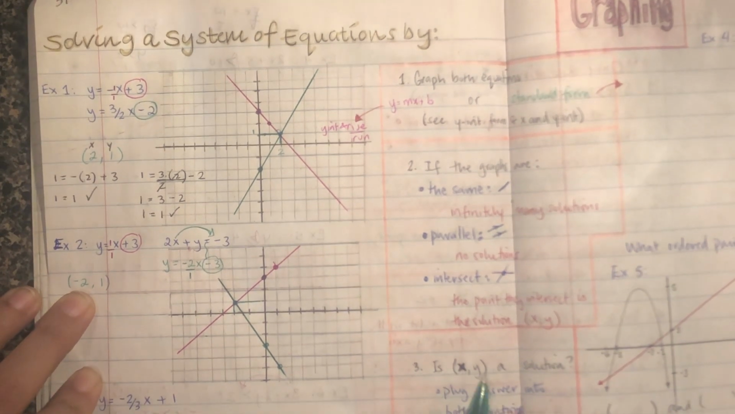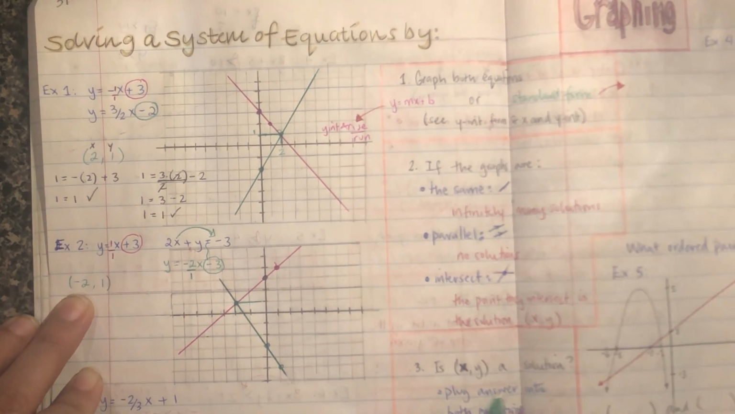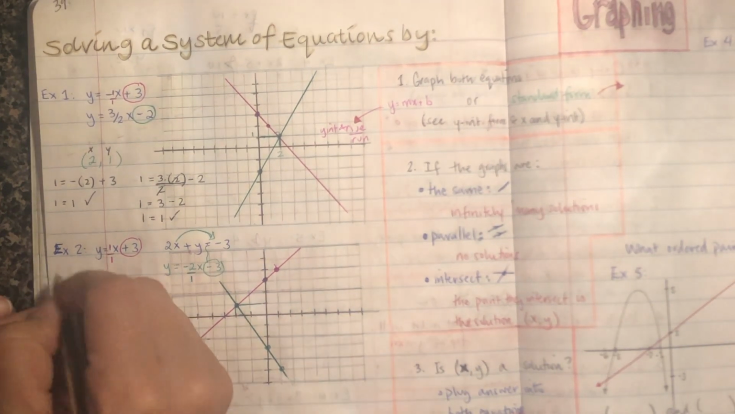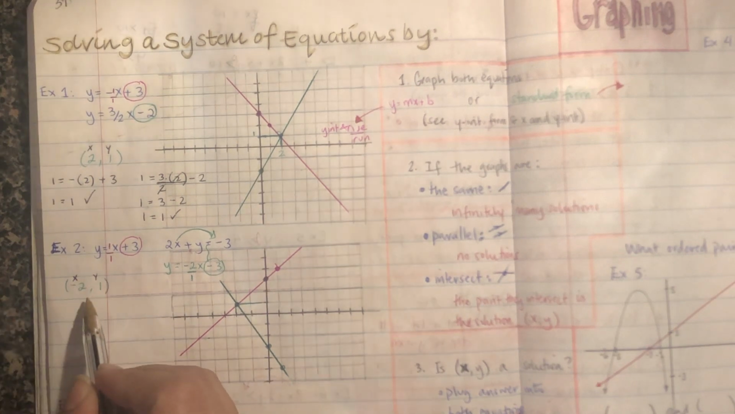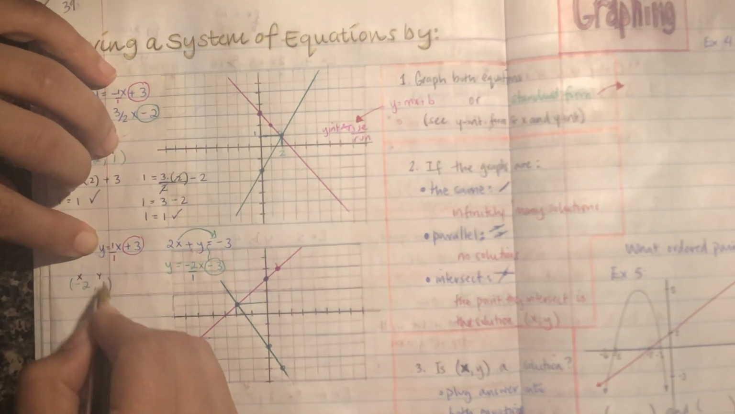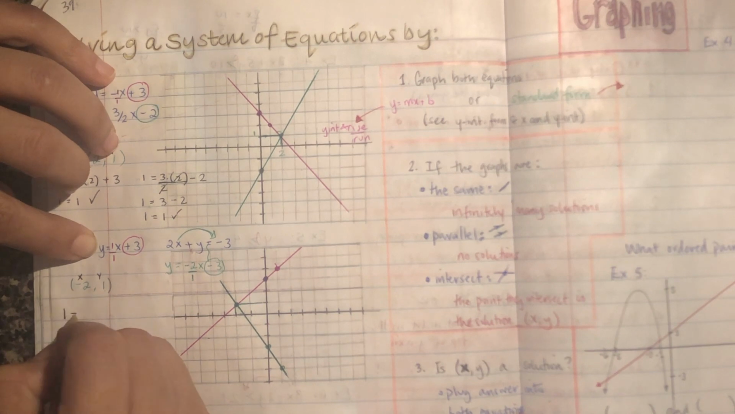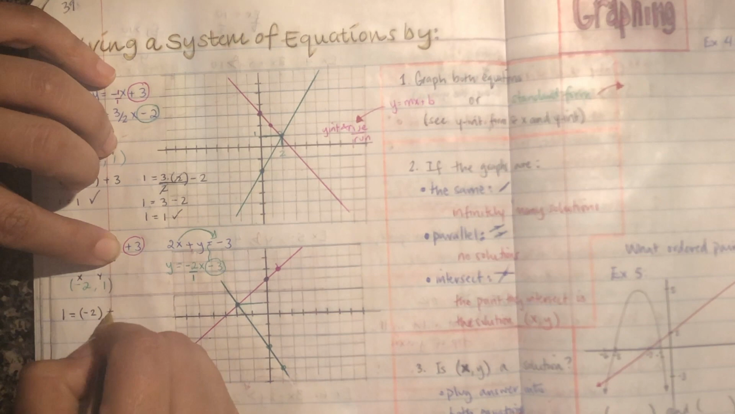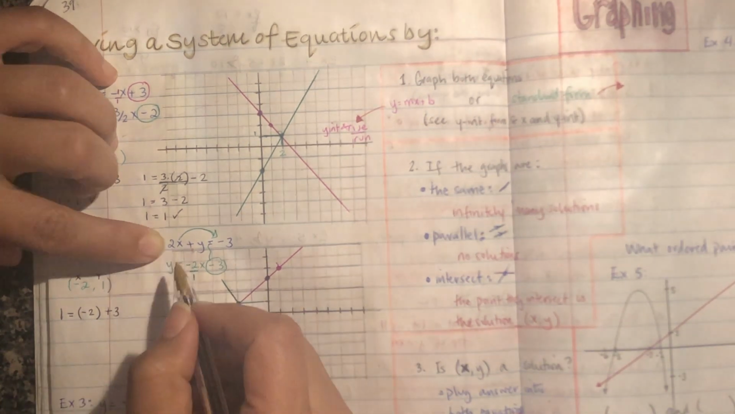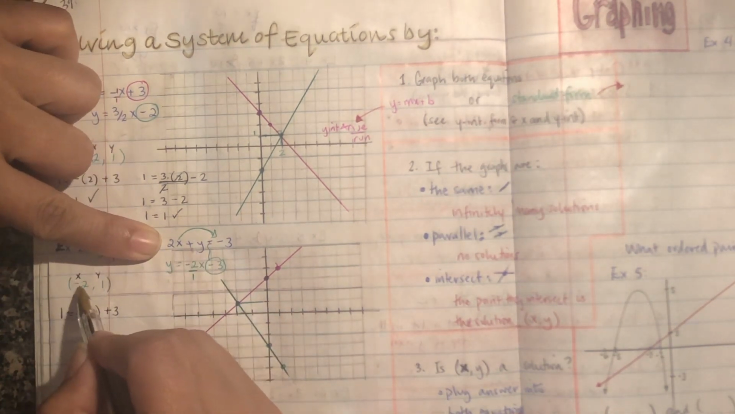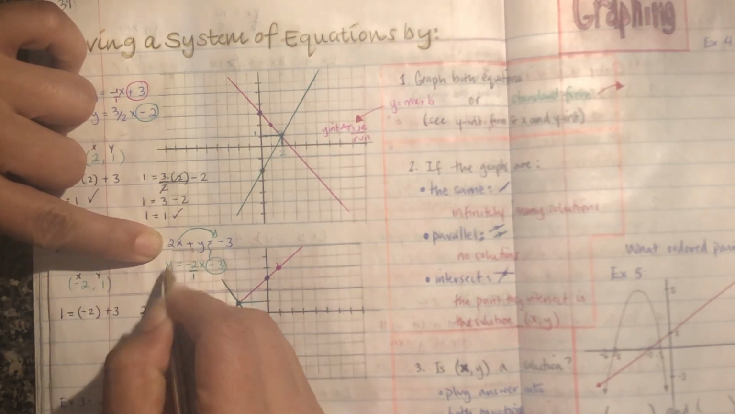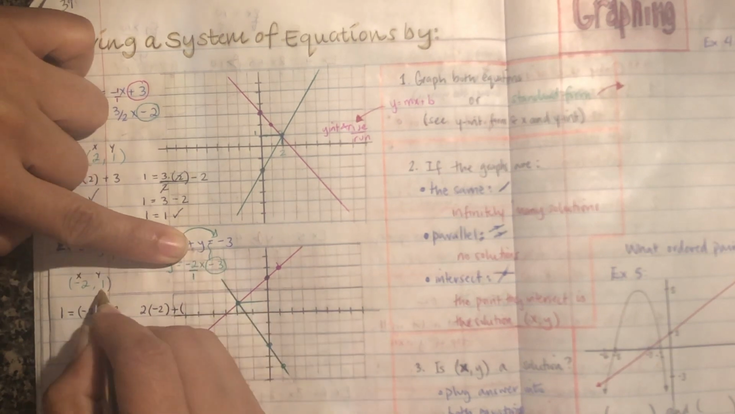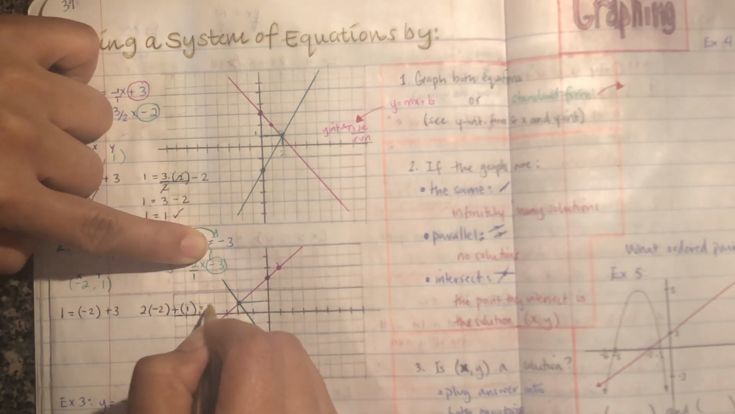Then I'm going to check if it is a solution. Okay, so to check if it's a solution, plug your answer into both equations. All right, so this is my x, this is my y. So you're just going to plug it into the equation. So it goes y, which is what? 1 equals x, -2, plus 3. Okay, I'm going to do the same thing here. X is -2, so it goes 2 times x, -2, plus, what's y? Y is 1 equals -3.